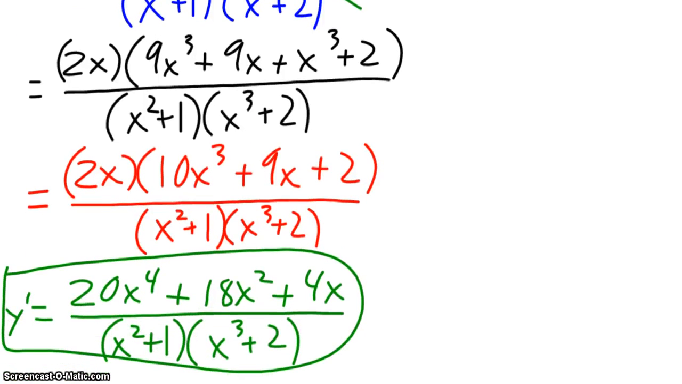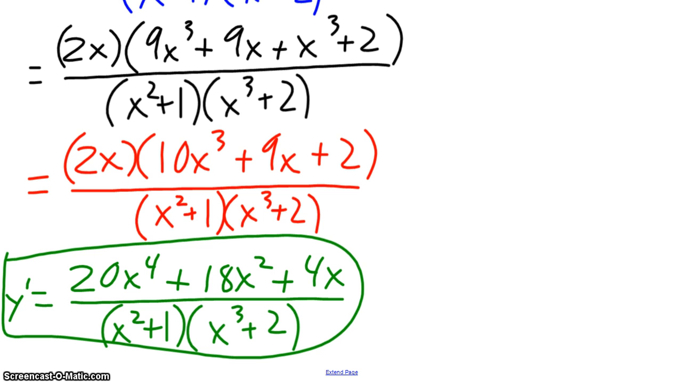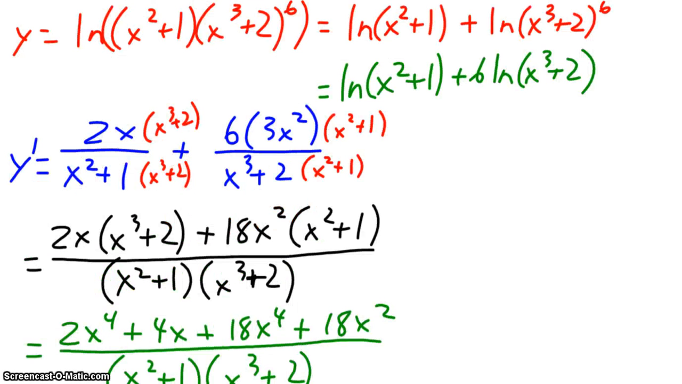Combine like terms in the numerator, and then distribute the 2x, and that's how I end up with the y prime is 20x to the 4th plus 18x squared plus 4x divided by the quantity x squared plus 1 times the quantity x cubed plus 2. Again, you could multiply out the denominator, but I do not expect you to. Either way is correct. Okay, so what's the other method?